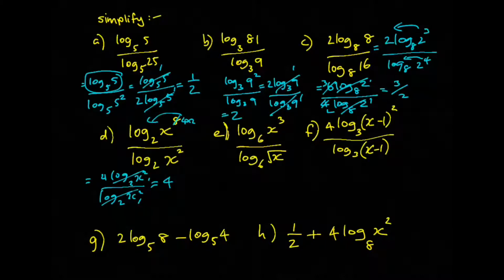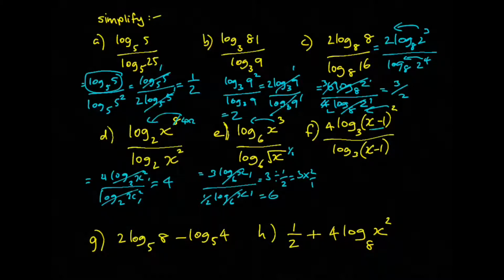Okay, part E, we've got bring the 3 down, 3 log to base 6 of x on, now this is a half when you've got a square root, so we've got bringing the half down, we've got log to base 6 of x. So these cancel out to give 1 and we're left with 3 divided by a half, which equals 3 times 2 on 1. So we've got 6.